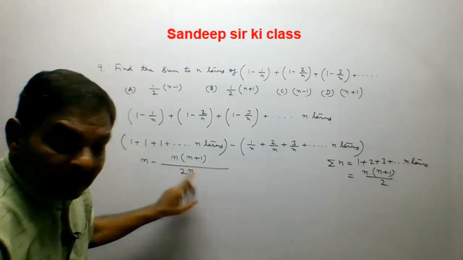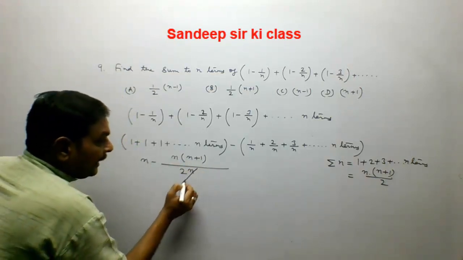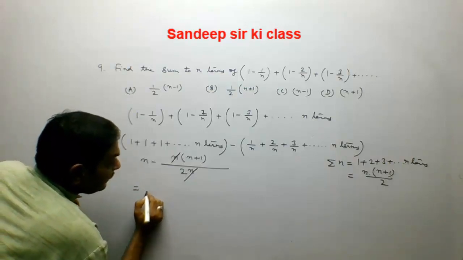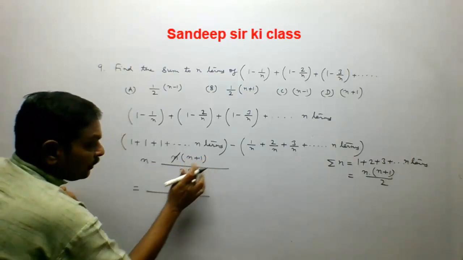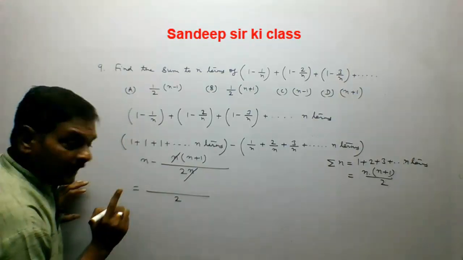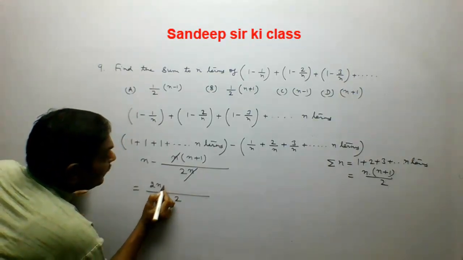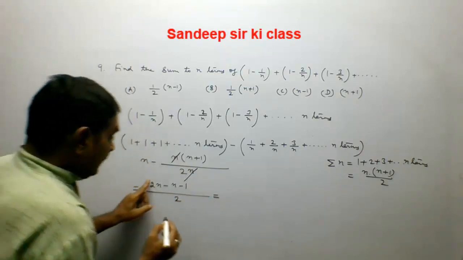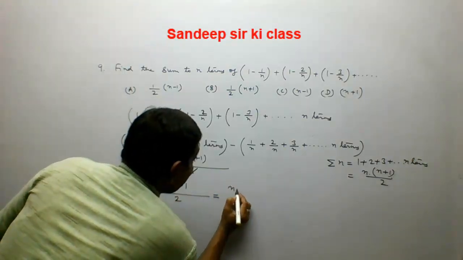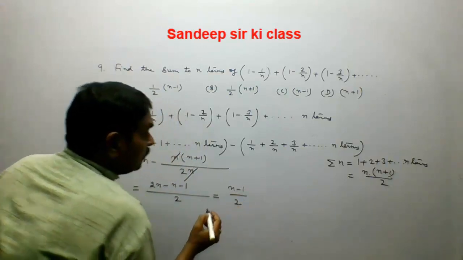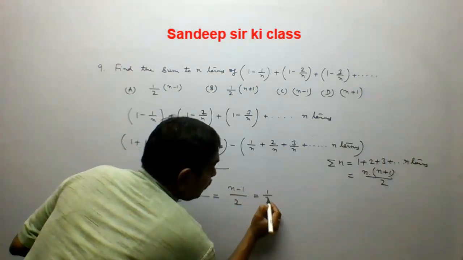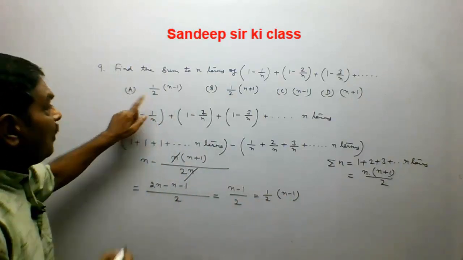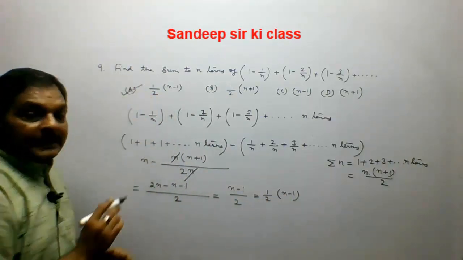So 2 will come here in the denominator. Now n and n are cancelled. So this becomes n minus n plus 1 upon 2. 2 can be taken LCM. It will be 2n minus n minus 1. Simplify, then it will become n minus 1 upon 2, which can be written 1 upon 2 into n minus 1, and hence our option A here is the correct answer.